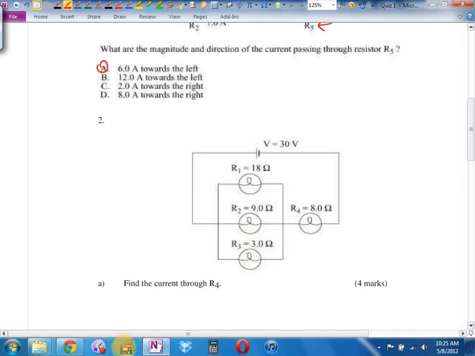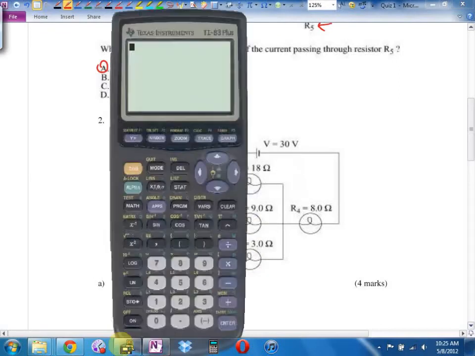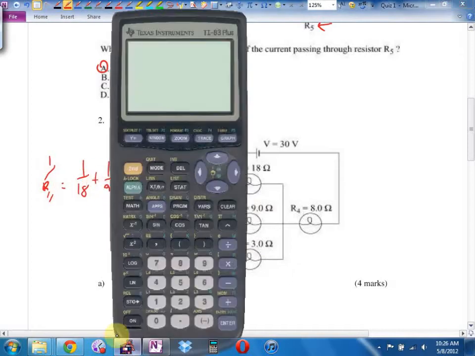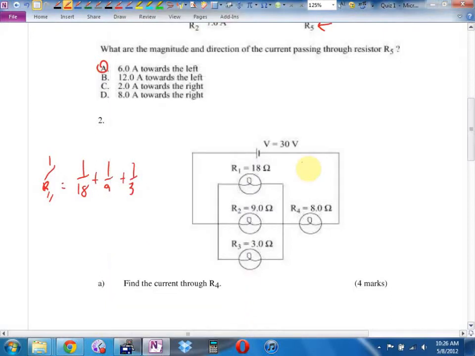So I'm going to do that. How? First of all, I want to find the parallel equivalent. These 3 are in parallel. 1 over R parallel equals 1 over 18 plus 1 over 9 plus 1 over 3. And then I take the reciprocal of that. It's going to be 2. This is the same as 1 single 2 ohm resistor.